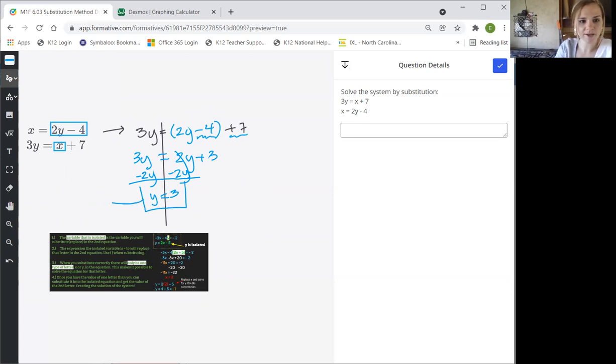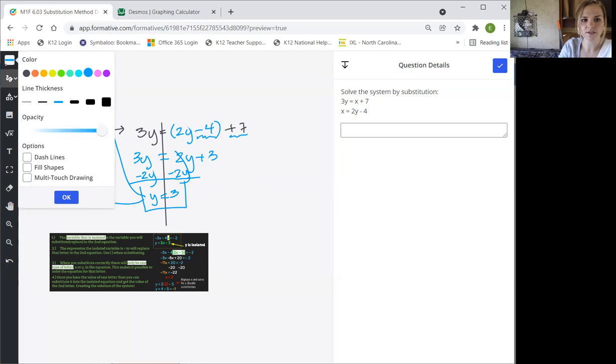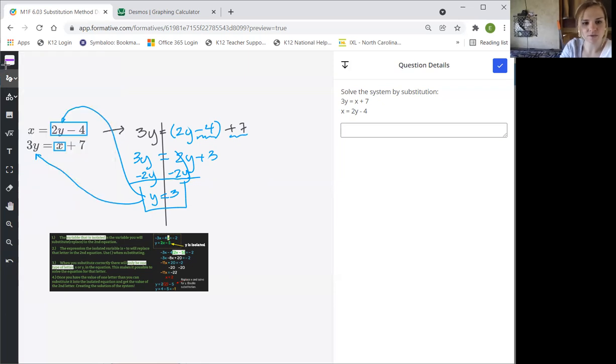And we need to go back and plug that in. You can plug it into either equation, so either this one or this one, it really doesn't matter. The first one is a little bit easier because it's already solved for x. You don't have to do extra solving. So let's go ahead and plug it in to that one.